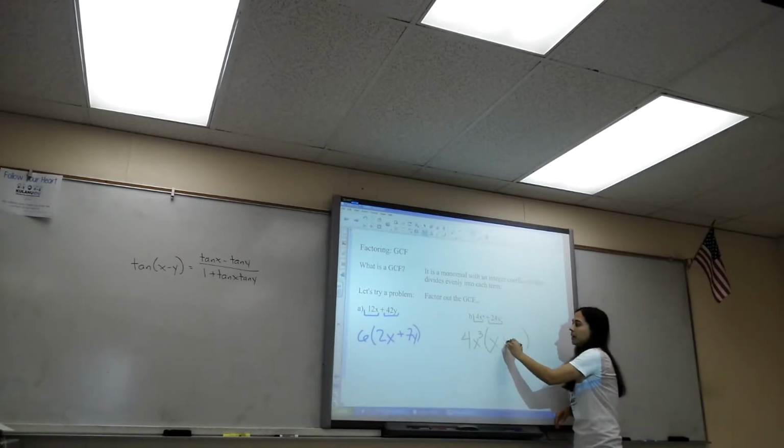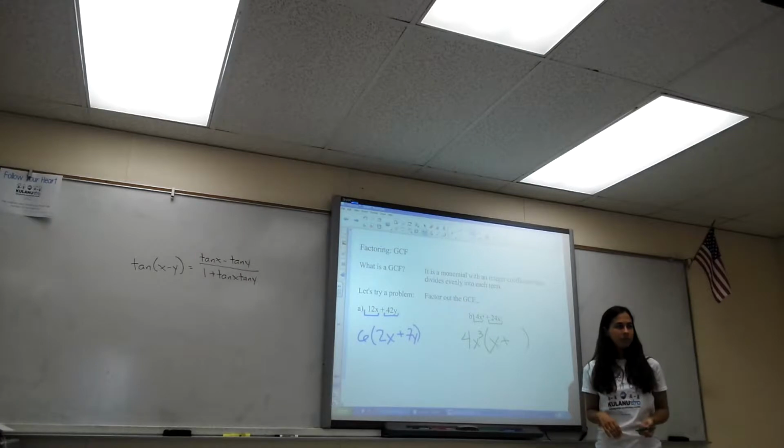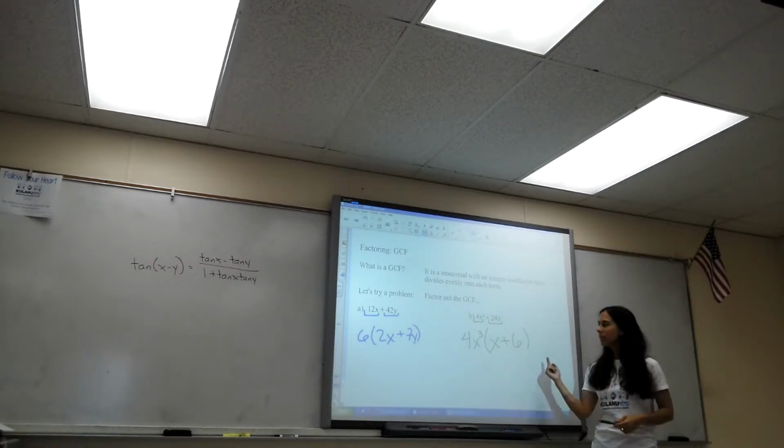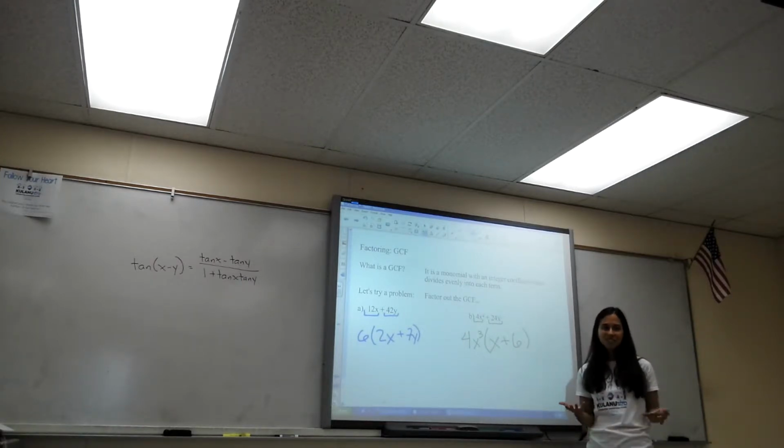That's it. Second term. What do I have left? 6. And x. I took out all the x's. Oh, no, nothing. Yeah, I took out all the x's. So now that's been factored. Cool? So easy so far?